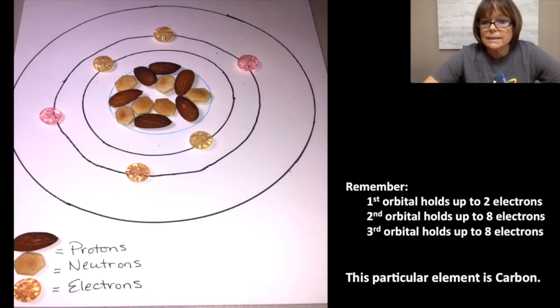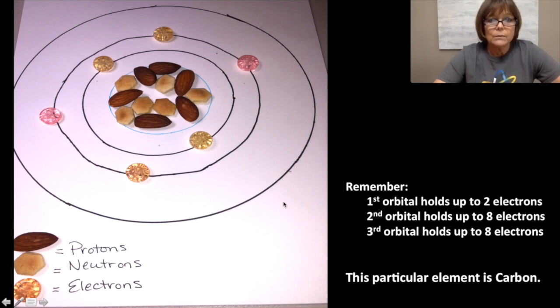So here is an example of one of my Bohr models that I created. This particular element is carbon, and I did create a key here. So my almonds are my protons, my oyster crackers are my neutrons in this example, and then I used the little beads for my electrons. I didn't have 6 of the same color. Again, it doesn't matter. So just have fun with this and create your Bohr models this way.